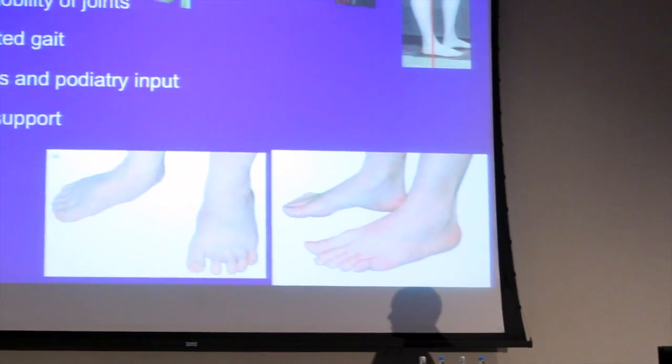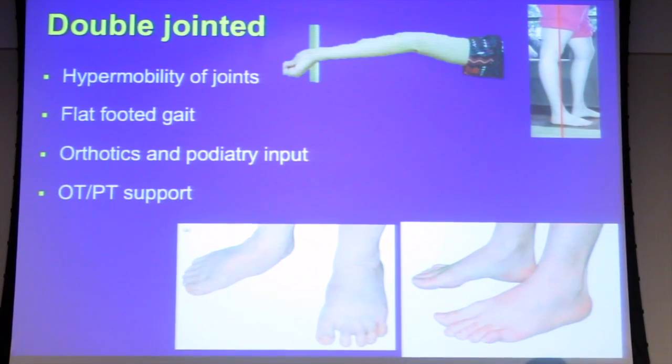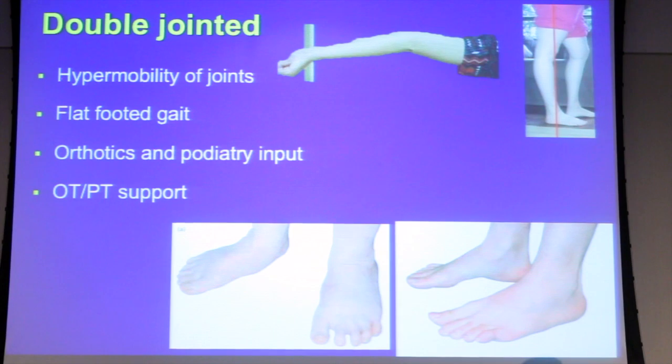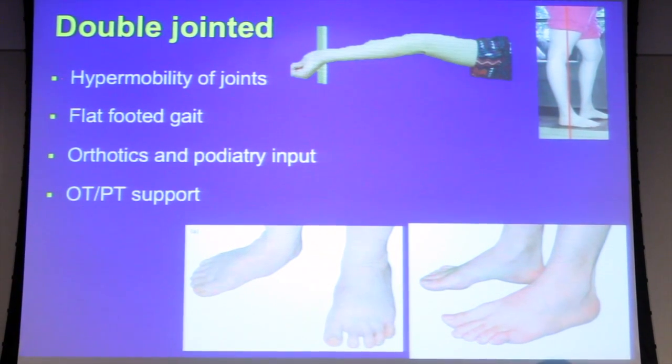It is important that orthotics and podiatry input is provided to these children from a very early age, and they would also require occupational therapy and physiotherapy support for strengthening the muscles, which can then support the joints and reduce morbidity associated with hypermobility of joints.